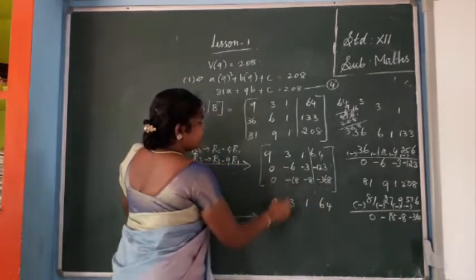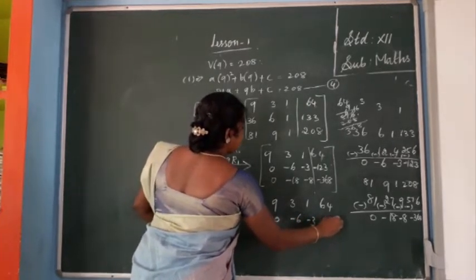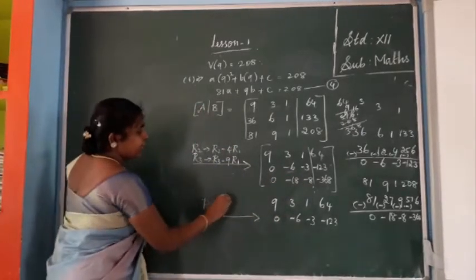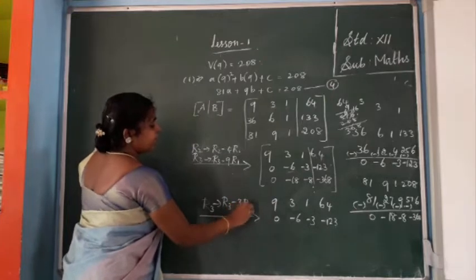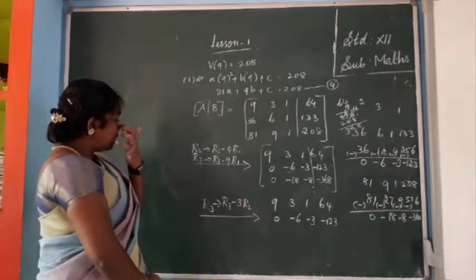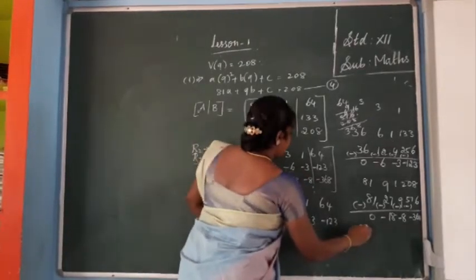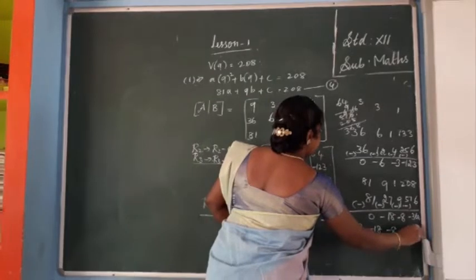Next line, no change: 0, minus 6, minus 3, minus 123. In the next row I need a 0 here, since R3 gives R3 minus 3 R2. Okay, R3 gives R3 minus 3 R2. Now you see 0, minus 18, minus 8, minus 368.